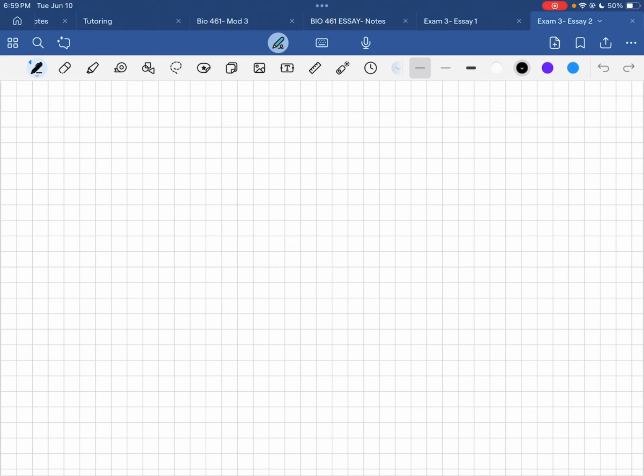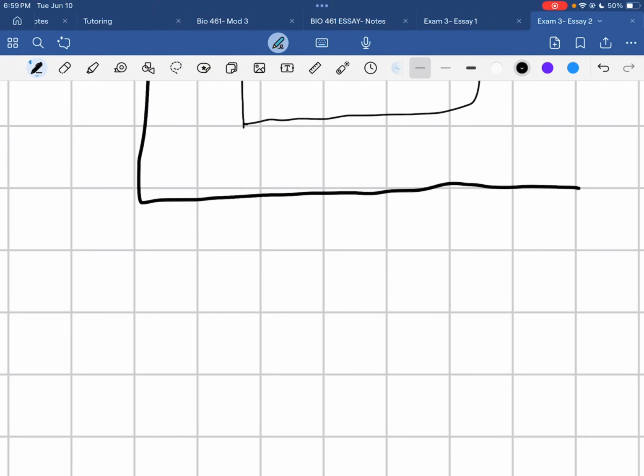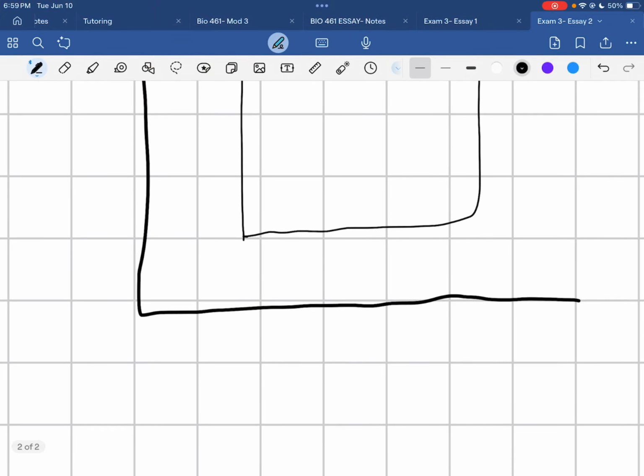Okay, so the first question is, explain the pressure volume curve for a single cardiac cycle. Let's go ahead and draw this little graph right here. This is going to represent the pressure volume loop. We're just going to draw this real quick.